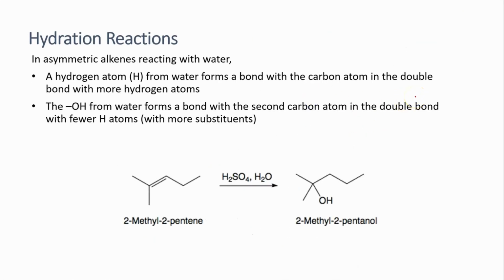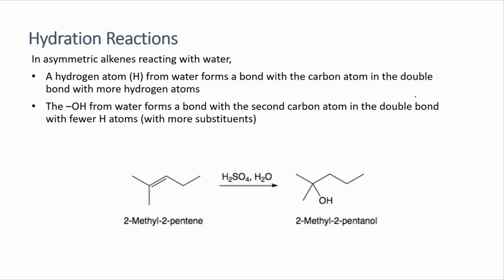Okay, now what happens if the alkene is asymmetric, which means the carbon atoms in the carbon-carbon double bond are bonded to different types of groups? And how do you know where the hydrogen atom goes and where the hydroxide group goes? Because they have their own preferences.